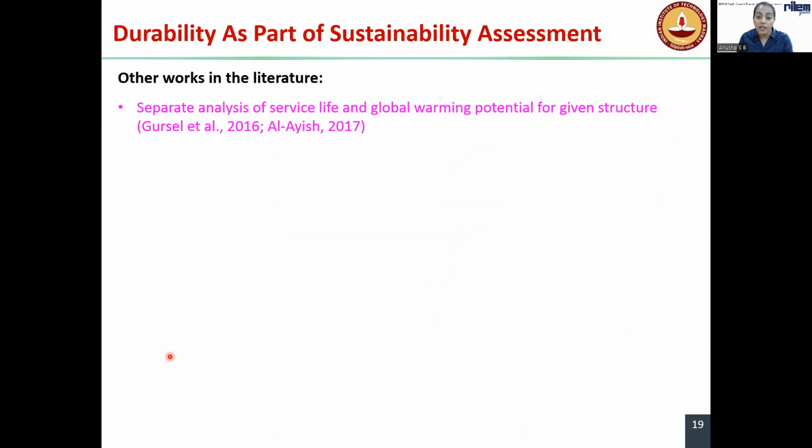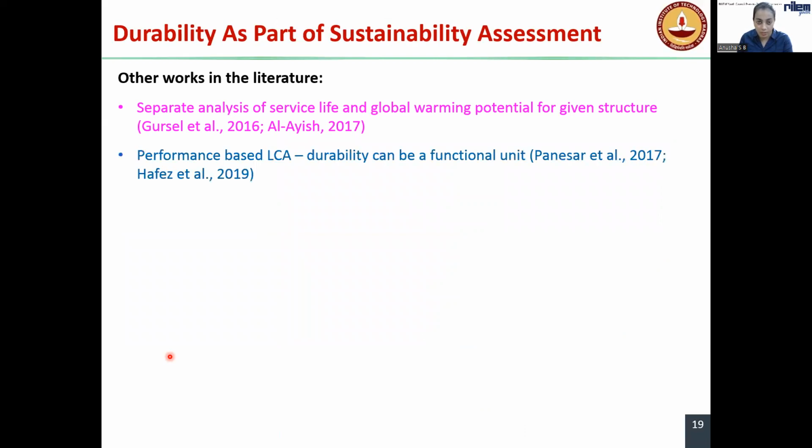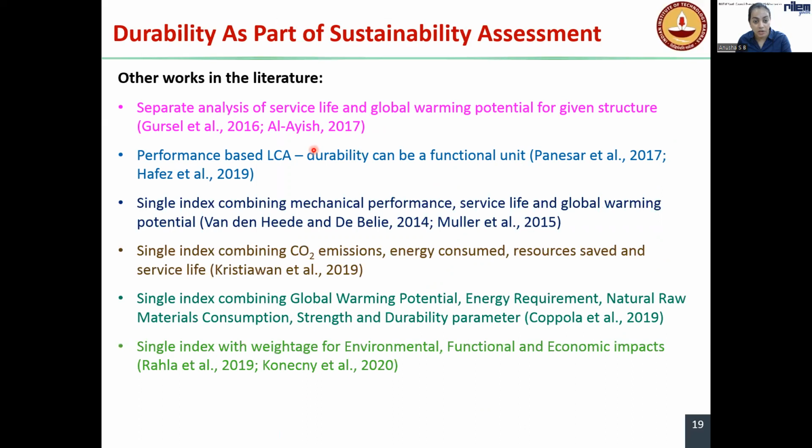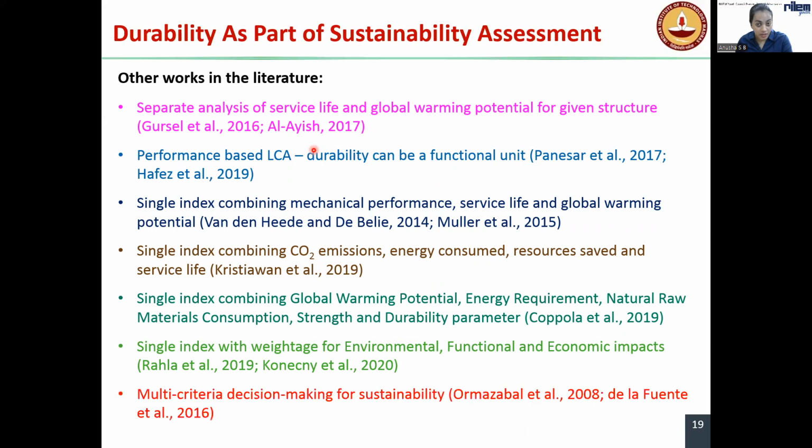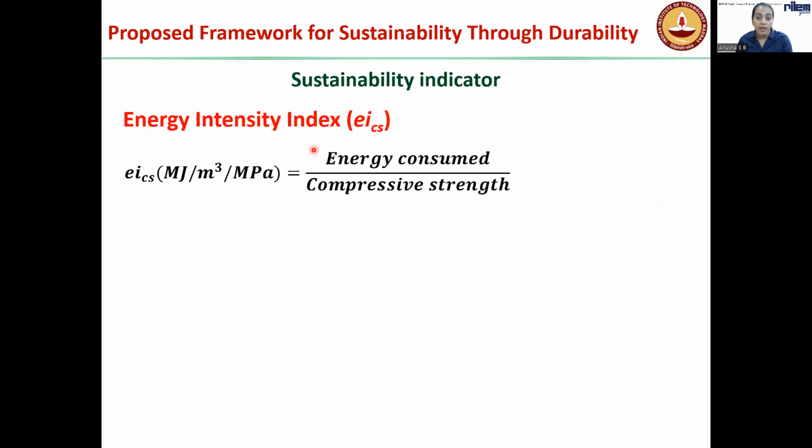The service life and the global warming potential can be calculated separately and later combined, or the functional unit can be changed in order to include the durability in the sustainability assessment, or there could be a single index which can combine the different parameters for the assessment of sustainability of concrete systems, or there could be multi-criteria decision making for sustainability. In the present case, I use two sustainability indices.